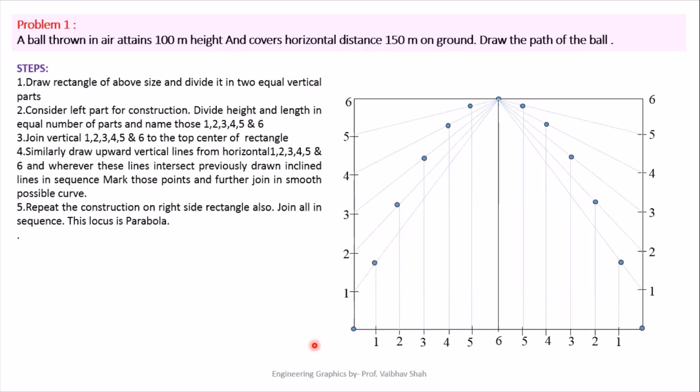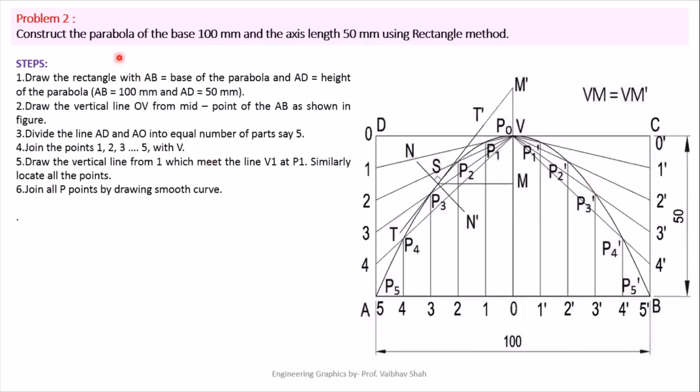So let us join these points by a dark smooth line. So we'll be having this curve like this, and after completing this curve, it will look like this. So this is nothing but the required parabola. This shows your horizontal distance of 150 meters on ground, and this is your vertical height of 100 meters which the ball attains. So let us see one more example.